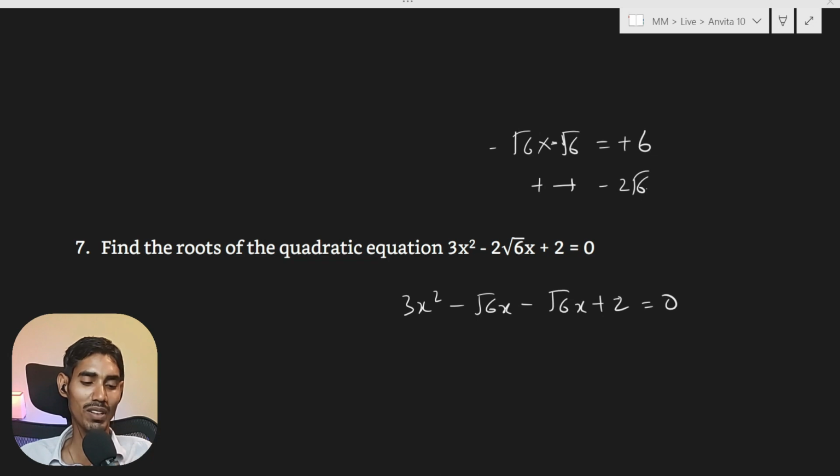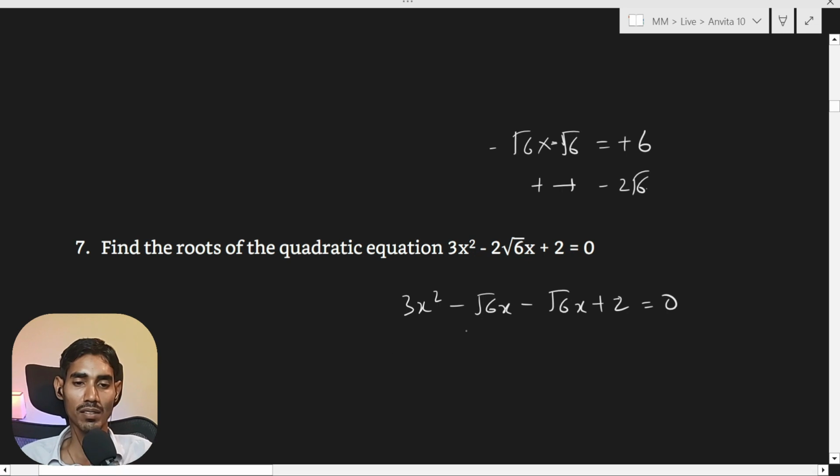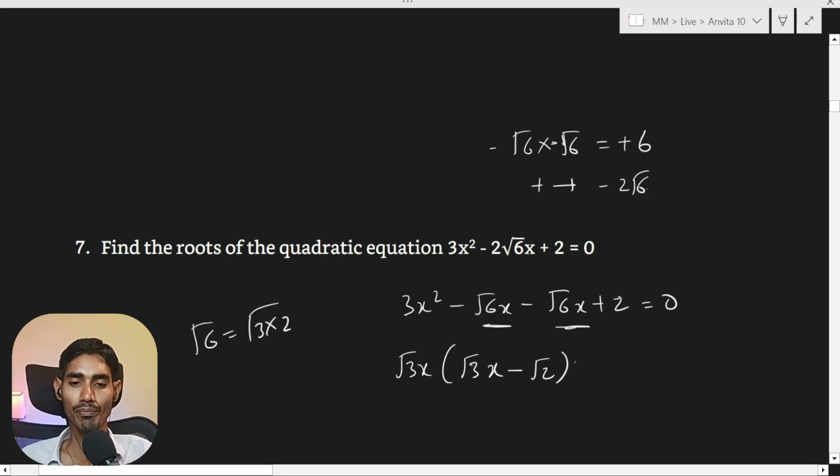You will take common out x, right? You didn't take, where is your x? Both your x are missing. 3x square minus this minus root 6x, and this also minus root 6x. You missed the x. And now we will take root 3x common out. So root 3x would be left minus root 2, because root 6 was root 3 into 2.